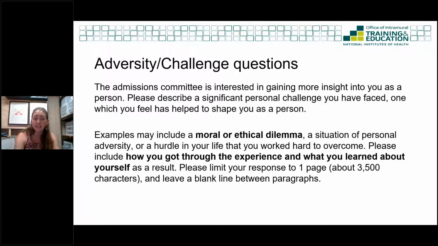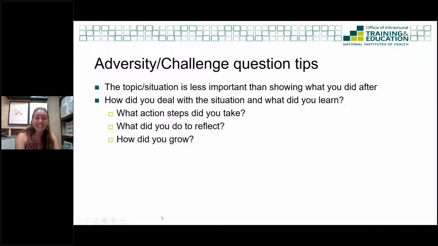This one here, it says limit your response to 1 page and leave a blank line in between paragraphs. Make sure you are following all of those specific instructions when you are filling out your secondaries. So some more specific tips about this type of question. Like I said, the situation is less important than showing what you did after. So how did you deal with that situation and what did you learn?